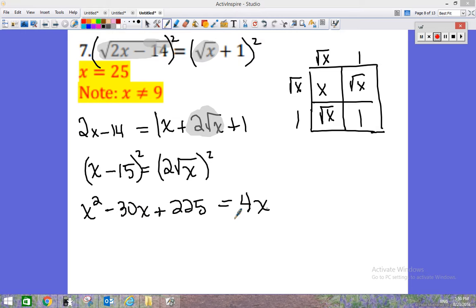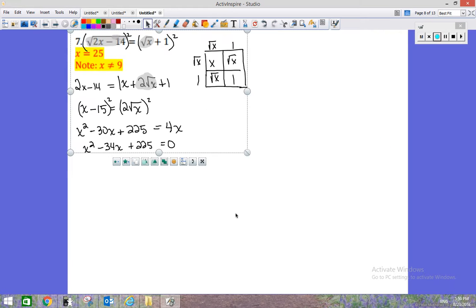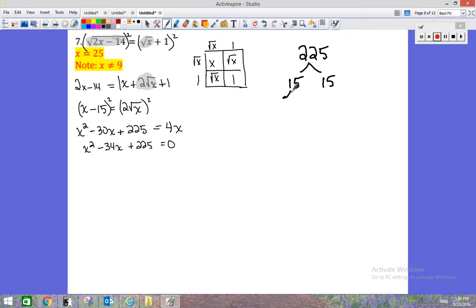Alright, so this is a quadratic equation. Let's get it in standard form. Let's subtract 4x from each side. Let's see if we can't factor that. 225 is 15 squared, which has factors of 3s and 5s.